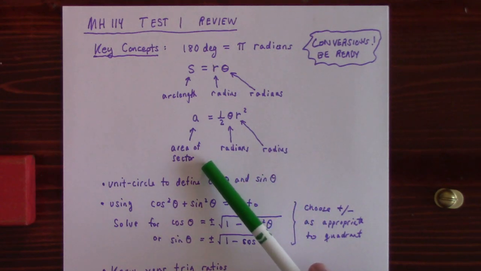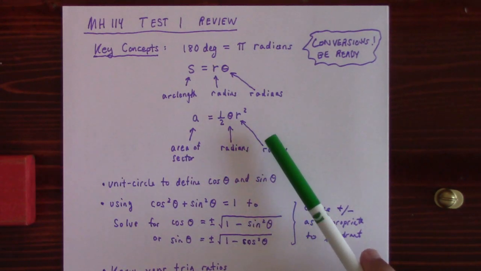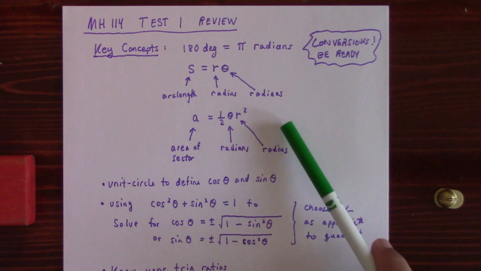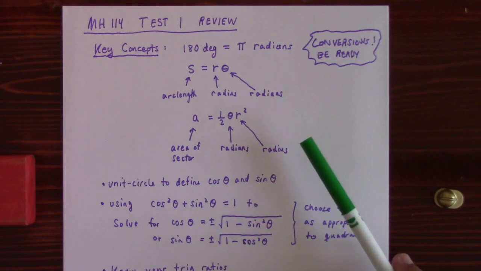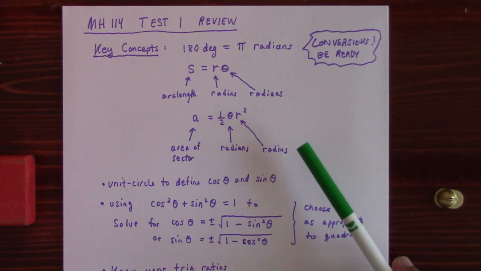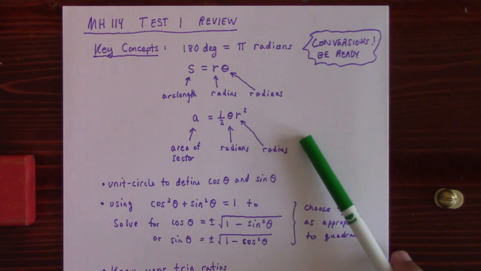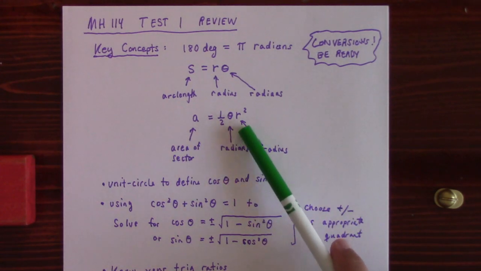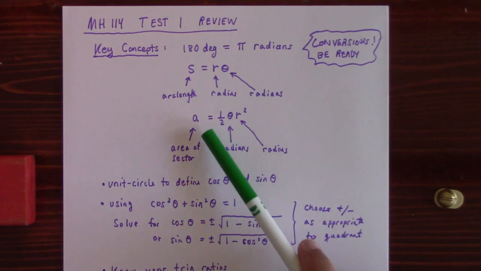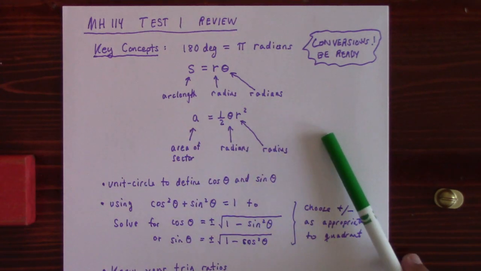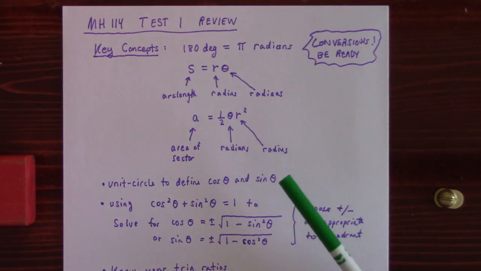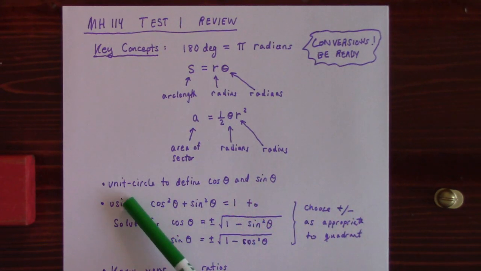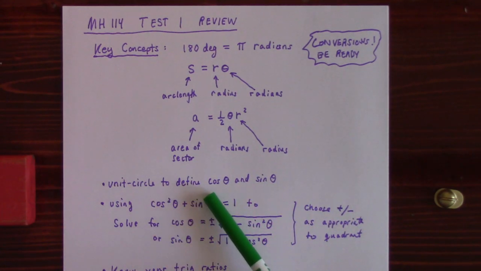You have the area of a sector. Formula for that, 1/2 theta r squared. Not all of you got that on the quiz, so if you didn't, you should probably look at it. But this formula makes a lot of sense. If you put in 2 pi radians, you get back pi r squared, which of course is the area of a circle. Now, we also use the unit circle to define cosine and sine, as you may recall.